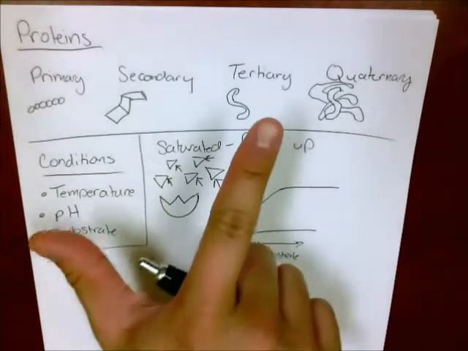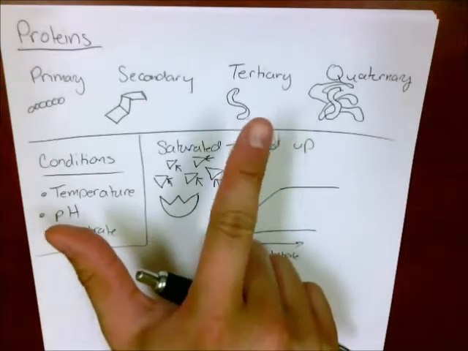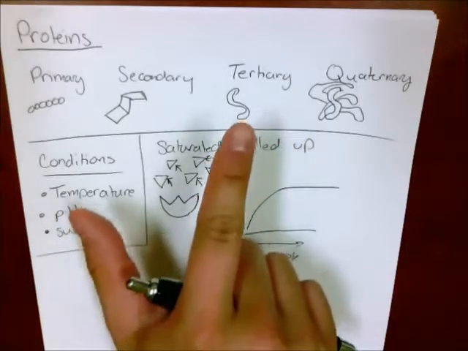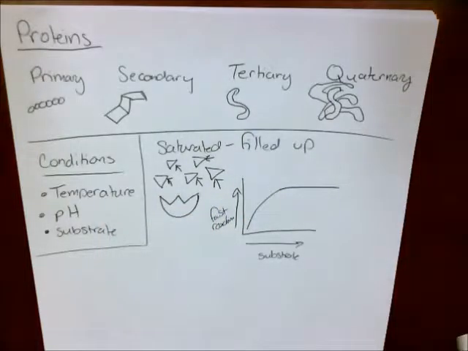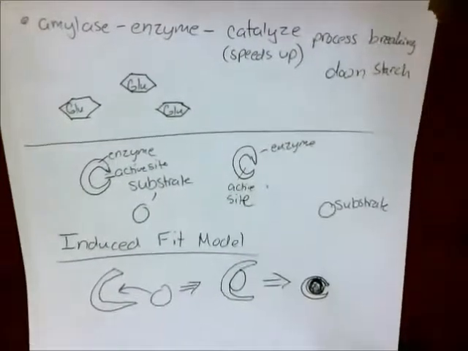It's either going to get denatured or it's going to become useless. It's not going to be able to do anything. It's not going to be able to function properly. Because what it'll do is it'll change its shape. I told you earlier that we have the induced fit model where the enzymes naturally change shape.